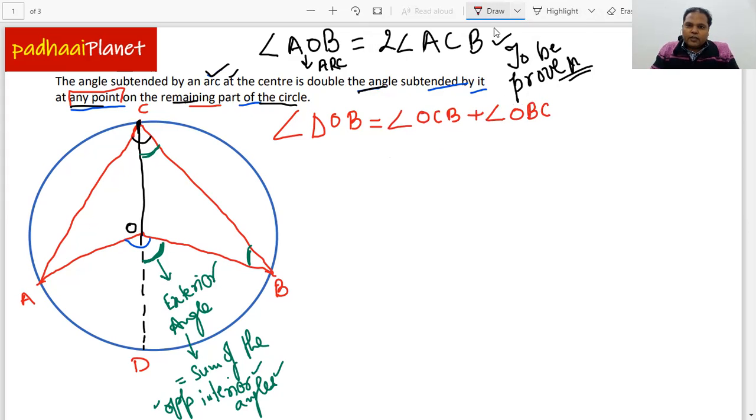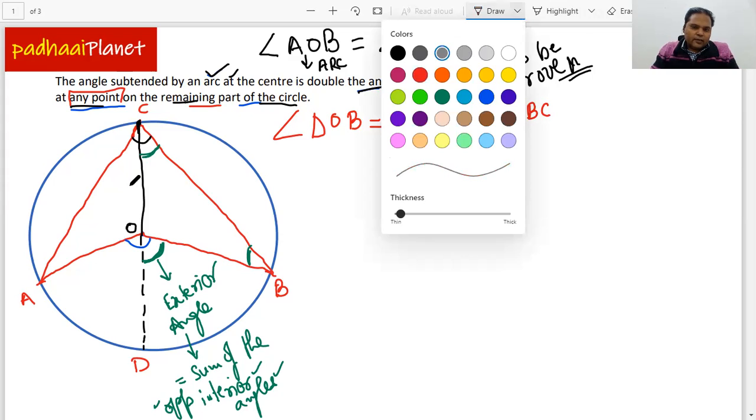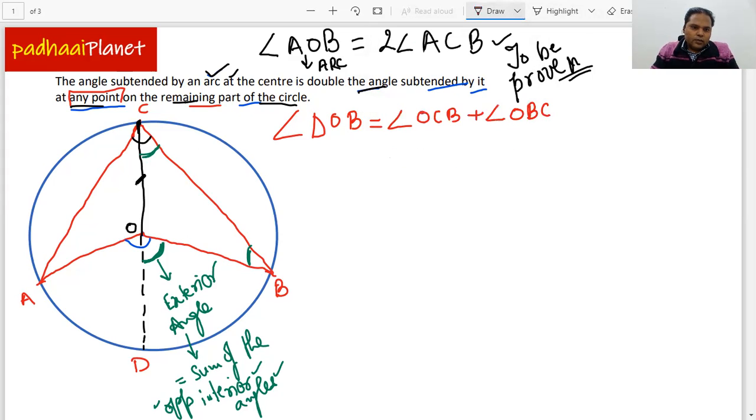And at the same point of time, what we also understand is that these two sides are equal to each other, because they being the radii of the same circle, they would be equal to each other. So if they are each equal to each other, then that means this angle is equal to this angle, right? So these two angles are basically equal to each other.